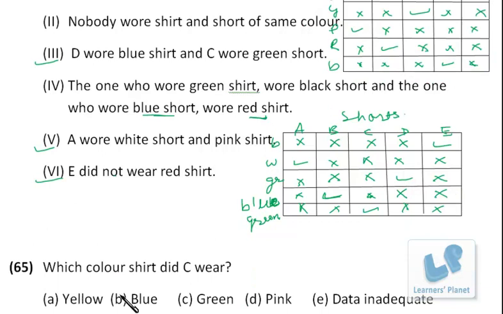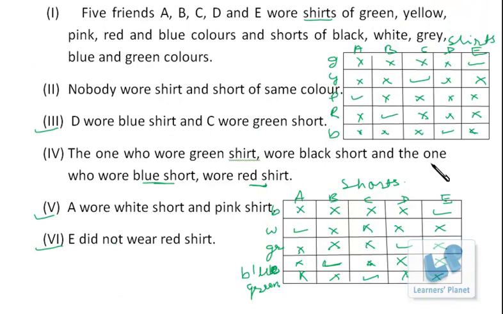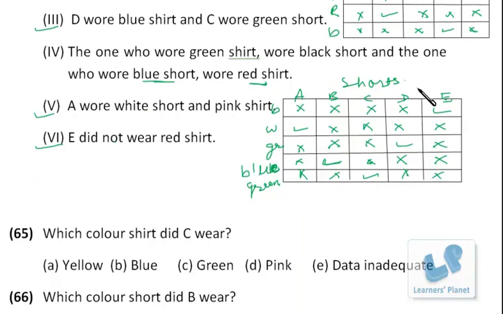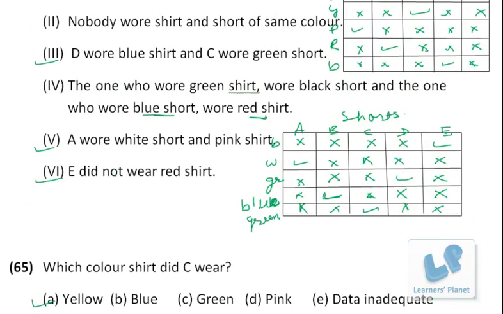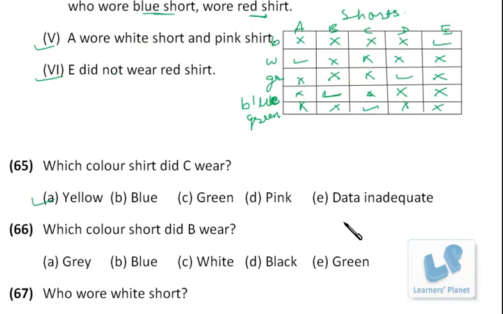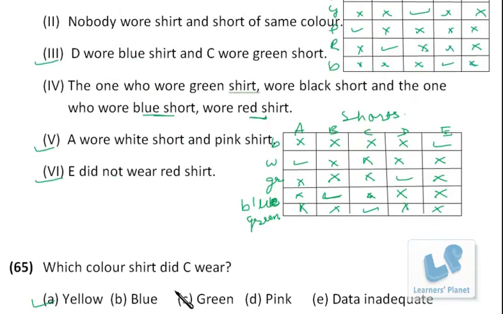Now the first question is, which color shirt did C wear? Now this is shirt and C is the combination C and yellow. So C has worn yellow color shirt, right? So I just mark yellow. Then which color short did B wear? Now B has worn blue color, right? So B and blue.